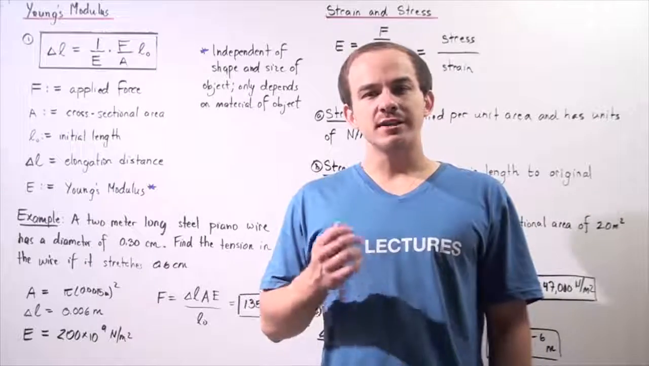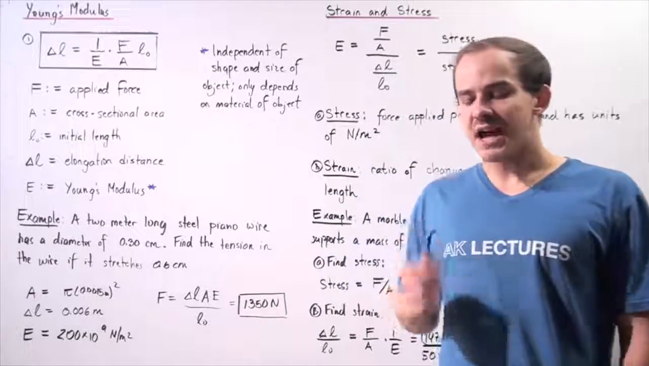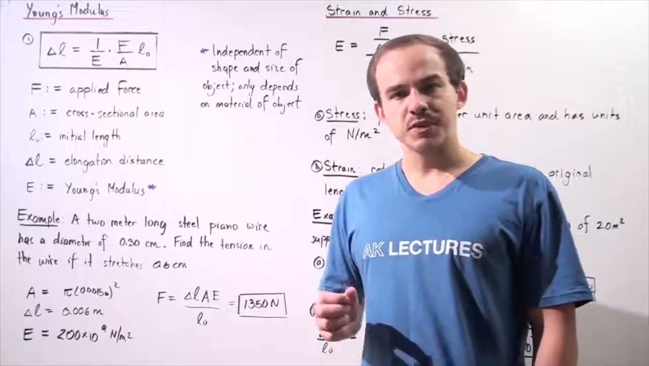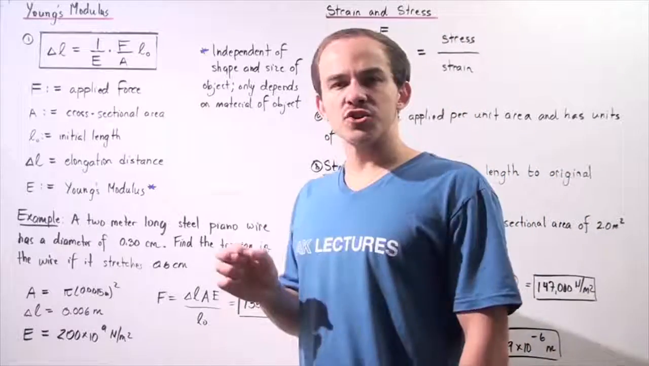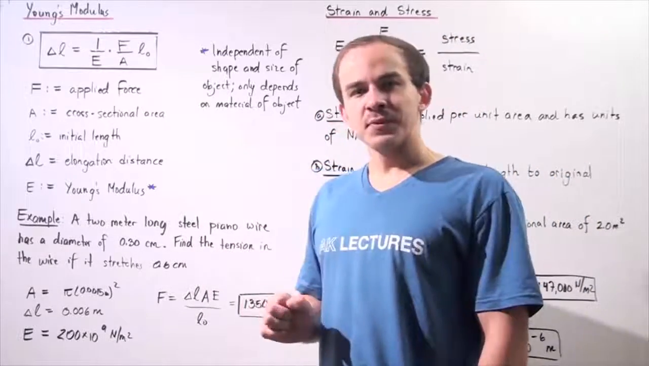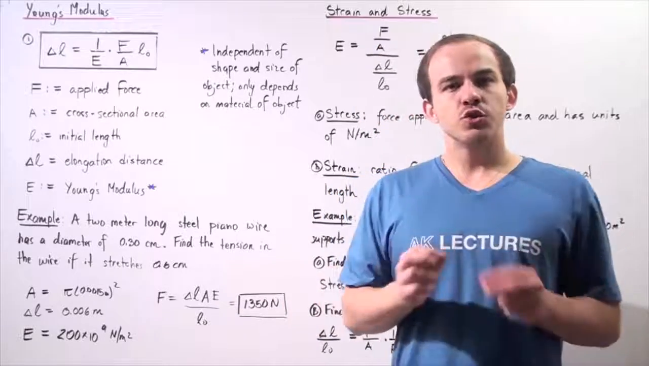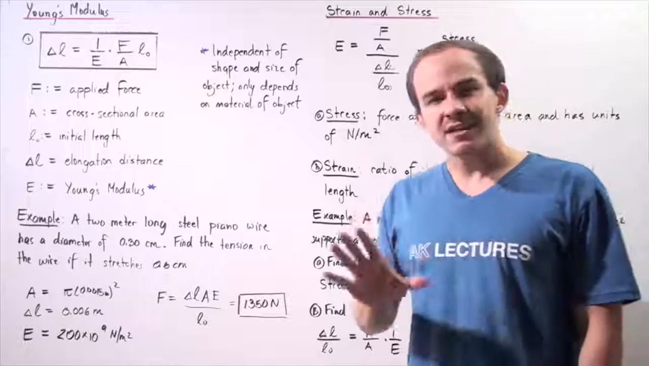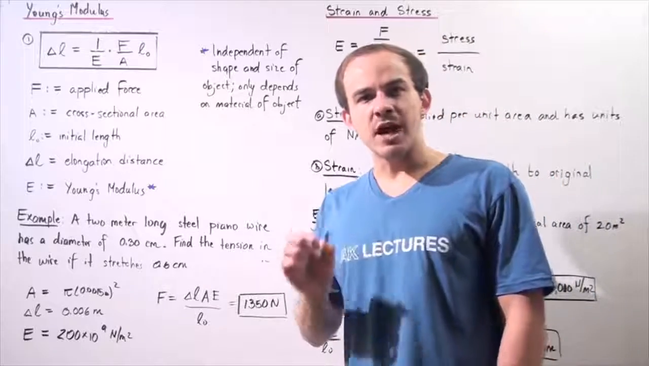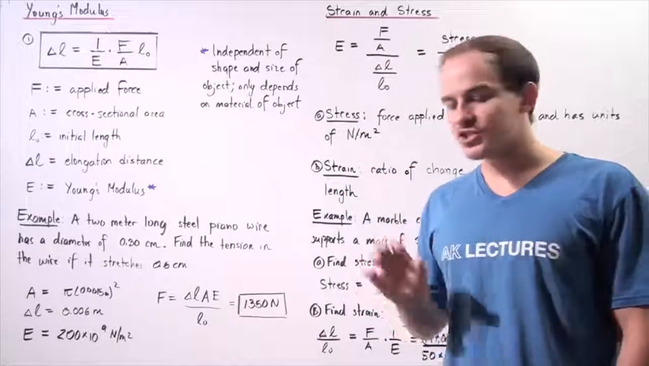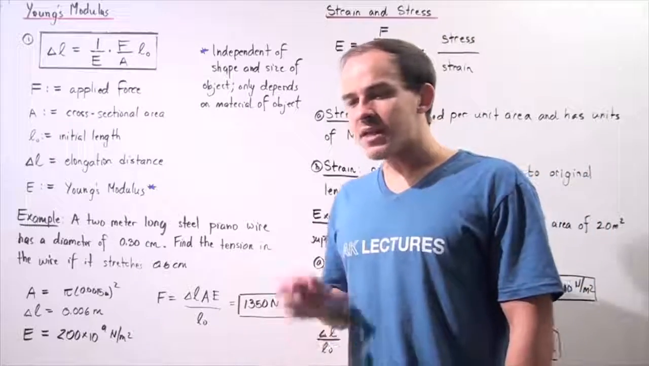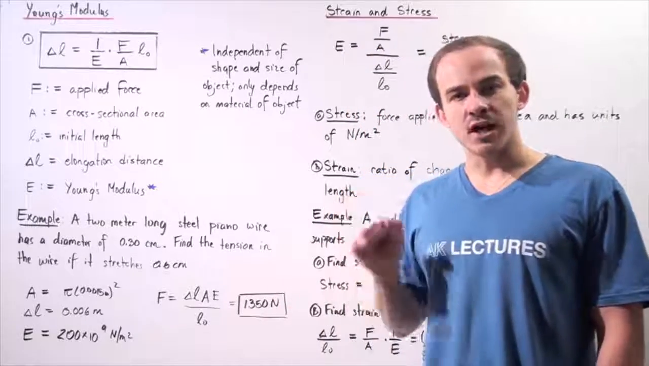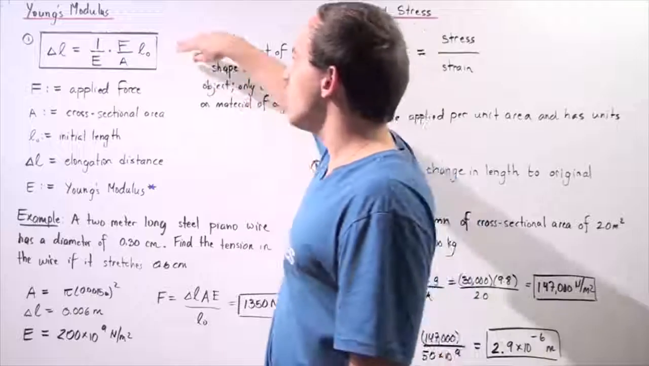So let's continue our discussion on the ability of solid objects to stretch. Earlier we said that the force we apply on the object is directly proportional to the distance our object elongates. Something else also influences the amount our object stretches, and that is the type of material that our object is composed of. So let's look at the following equation.